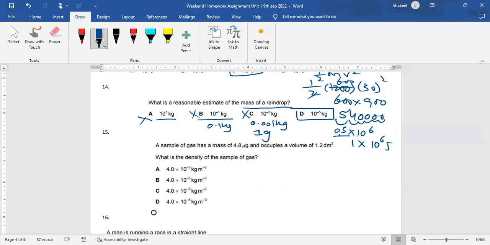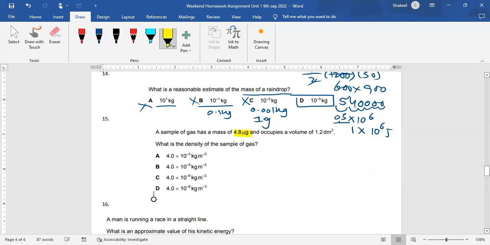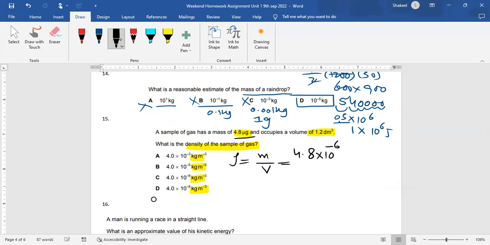Okay, a sample of gas has a mass of 4.8 microgram and its volume is 1.2 decimeter cube. What is the density of the sample? And all the units are in SI unit. So what you have to do is, density is mass over volume. So mass is 4.8 micro, which is minus 6, and then you have to convert that into kilogram. For kilogram conversion, you'll multiply it with 10 to the power minus 3 because you have to use mass in kilogram. And then divided by your volume, and volume is like 1.2 dm cube.